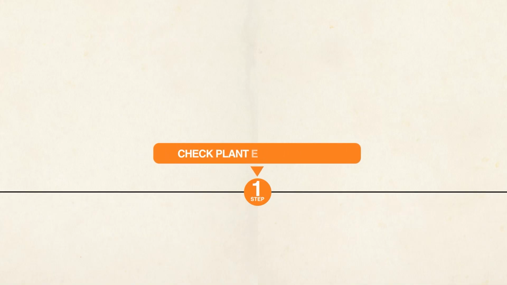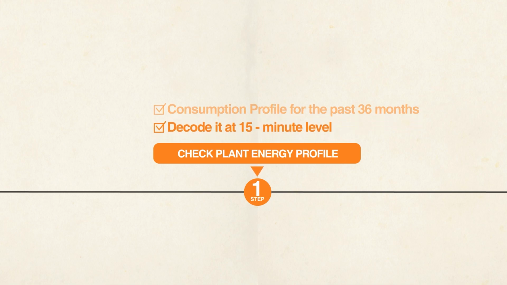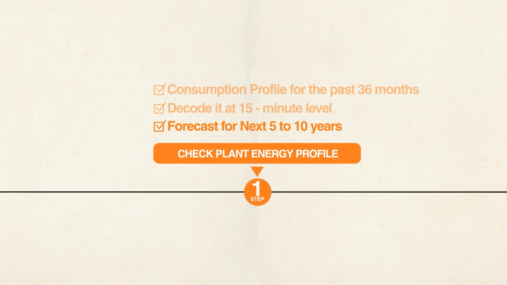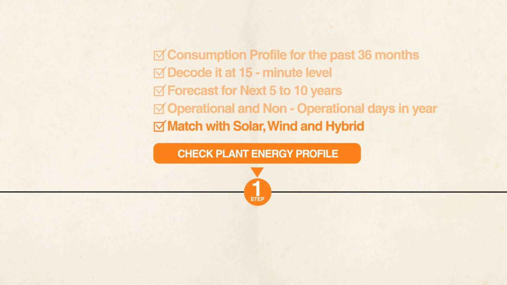Step number 1, check plant energy profile. Check what has been the consumption profile over the last 36 months. Decode it at a 15-minute level. Forecast it for the next 5-10 years. Check what are the non-operational days and operational days throughout the year. Match it with solar, wind, hybrid generation profile. This will give you an idea of how the consumption looks and which technology it matches.